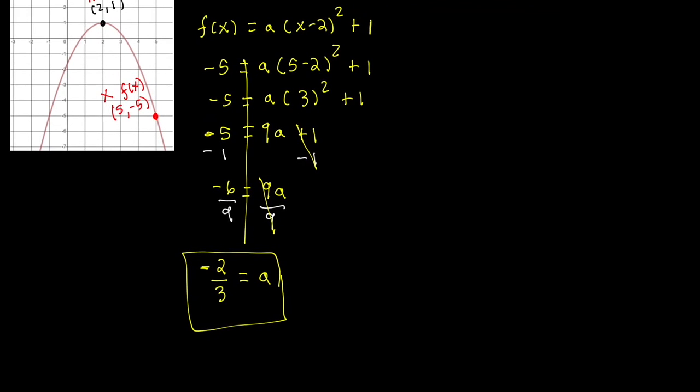To write the equation now, I'm going to get f of x equal to, and I'm going to replace the a value for negative 2/3. I have x minus 2 quantity squared plus 1.